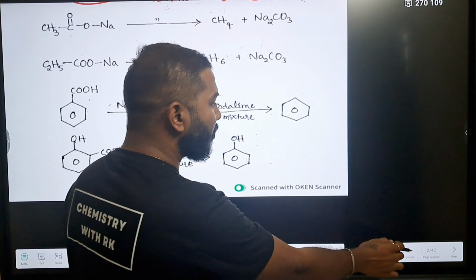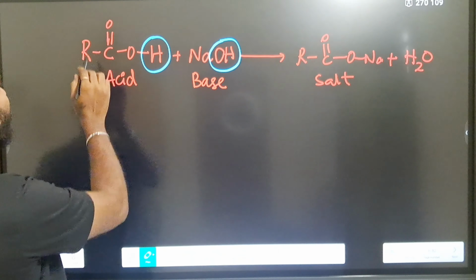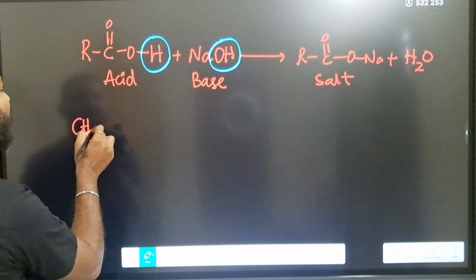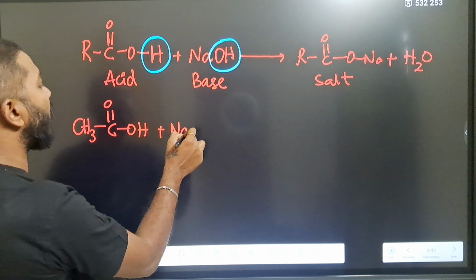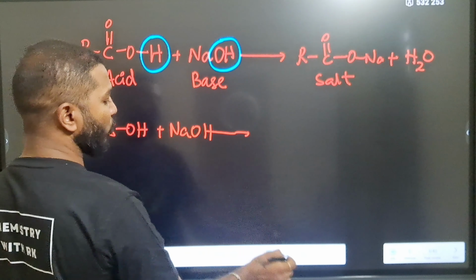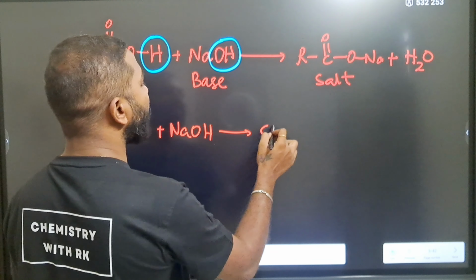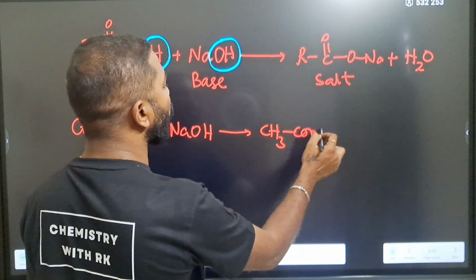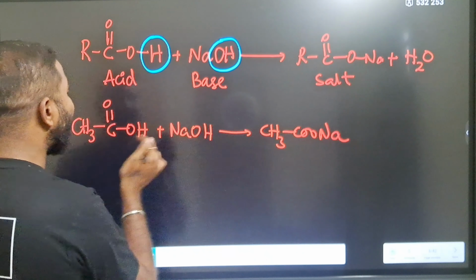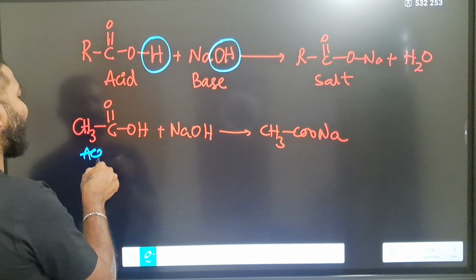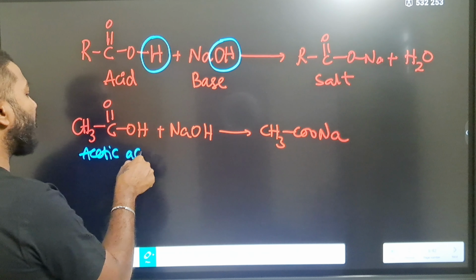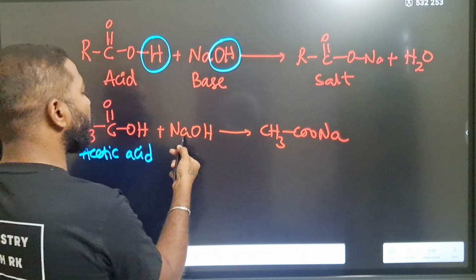So what I mean to say is, if we take CH3COOH in place of R, and react it with NaOH, that is going to give us CH3COONa. Since this is ethanoic acid or acetic acid, and we are reacting it with sodium hydroxide, it gives us sodium acetate.